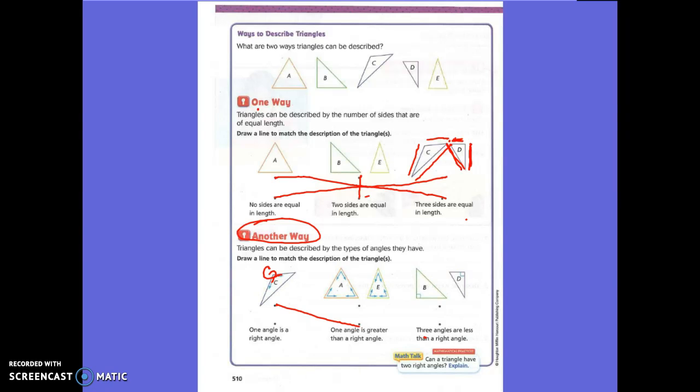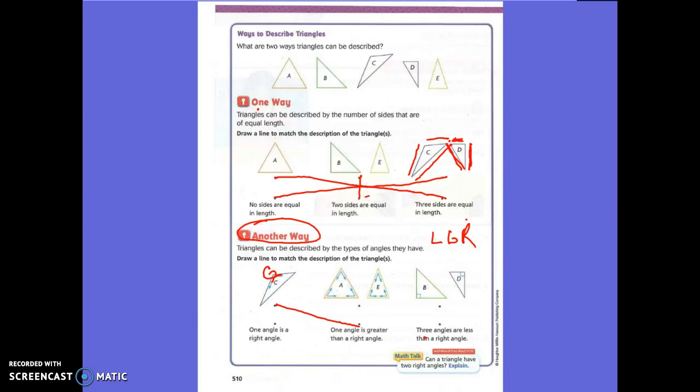Now I want you to measure the angles on A and tell me what kind of angles those are. When you are measuring them, put L for less than, G for greater than, or R for right angle. L, G, or R, so that I know which kind of angle it is.